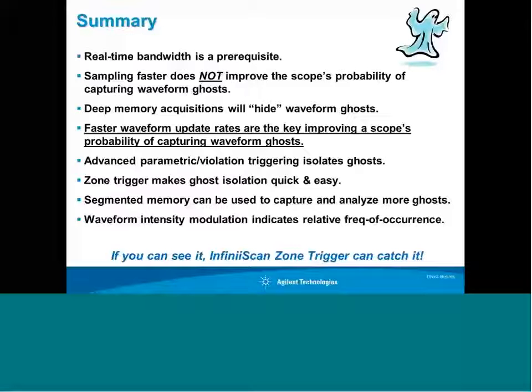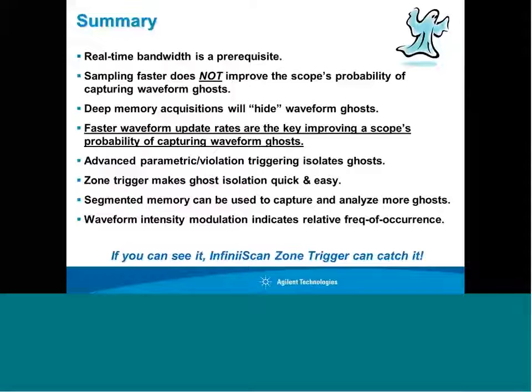Real-time bandwidth is a prerequisite for capturing not only infrequent signal anomalies, which we've been calling waveform ghosts, but it's also a prerequisite for whatever signals you need to capture. Sampling faster does not improve the scope's probability of capturing these infrequent things. Deep memory will actually hide waveform ghosts. As we showed, you capture a deep memory record, there may be a glitch there, but you can't see it.